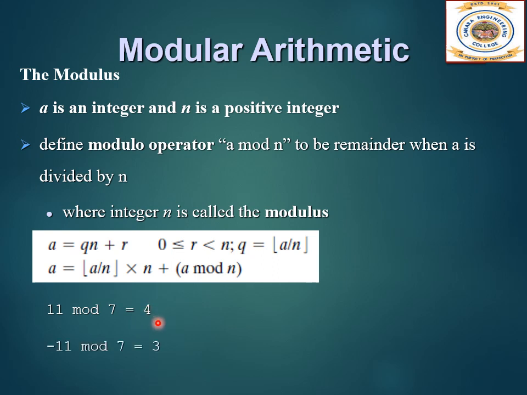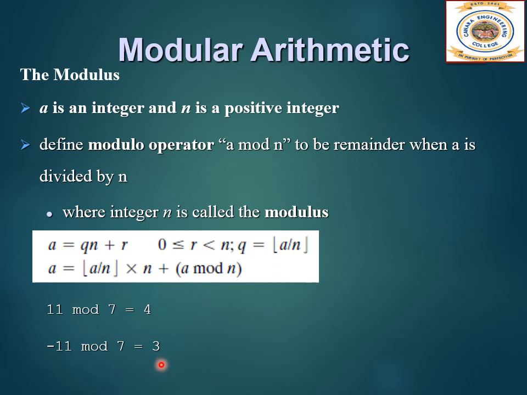Let us take one more example. Same, only change is here. Instead of positive 11, we have minus 11. So minus 11 mod 7 is 3. But how is it 3? Let us see how we get it as 3. It should have been how much? It should have been minus 4, right?